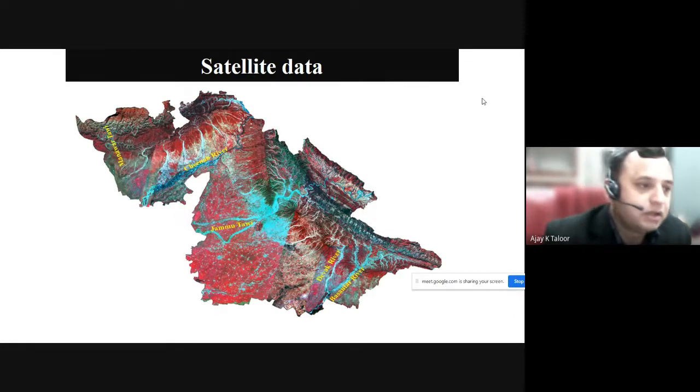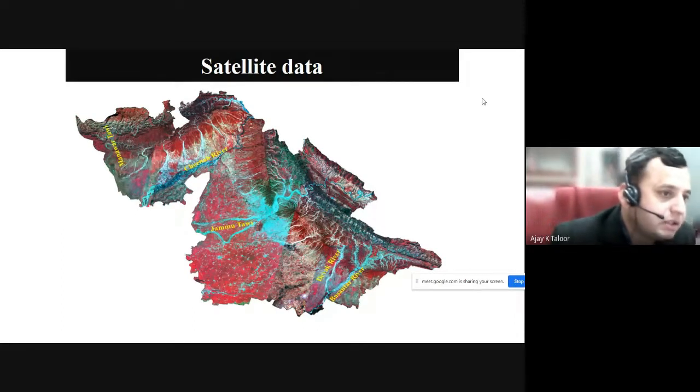If you look at the satellite data of the Jammu region, one river is flowing here, which is known as the Manawar Tawi river. This is the mighty river known as the Chenab river. Then the Jammu Tawi river.